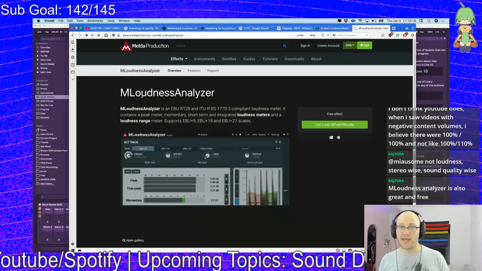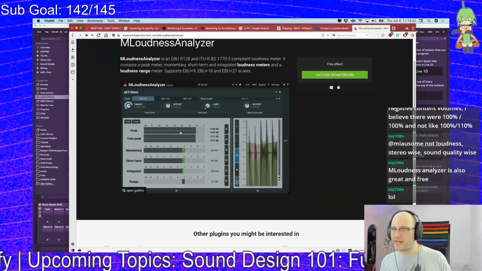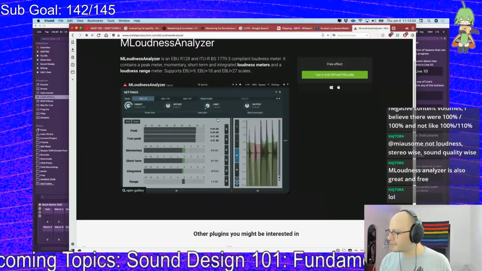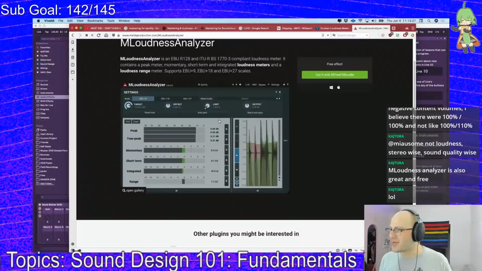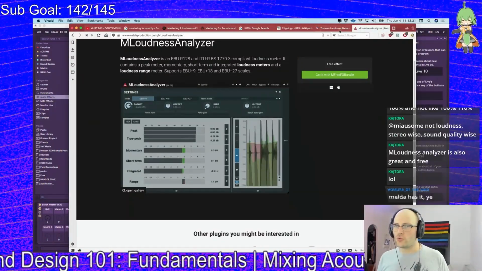Yes. So Melda also has a free loudness analyzer. Exactly. Yeah. I just saw your comment in chat. Sorry. So these are two free options.